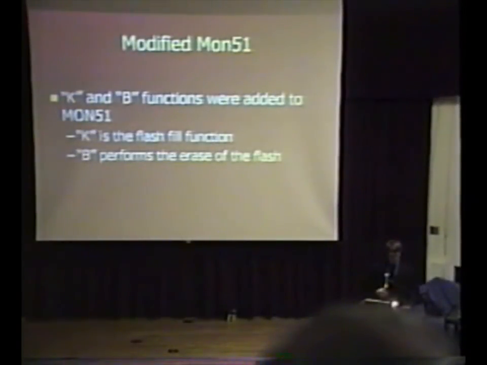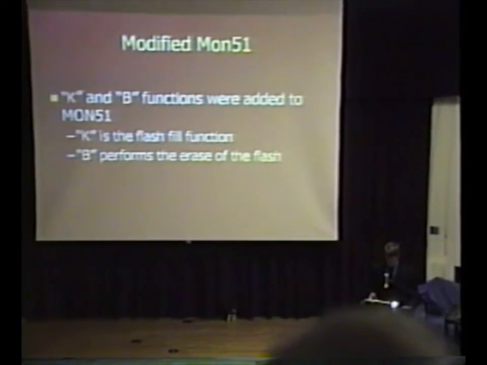To make the unlock cycles easier for the user to use, I modified the Monitor 51 code. The Monitor 51 is a program that allows the user to interact with the board through HyperTerminal. The K and B functions: the K was used to replace the unlock cycle for writing. So the F function that was already in Monitor that writes to RAM is the equivalent of K for flash.